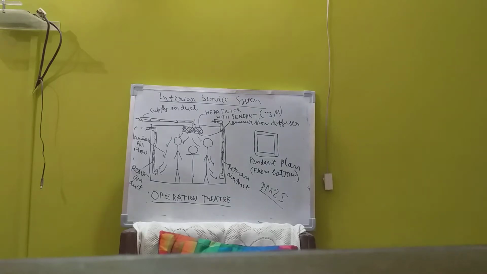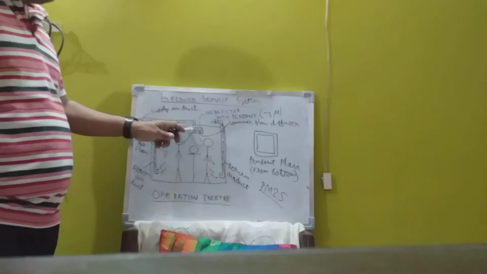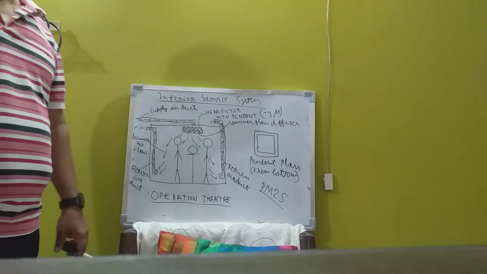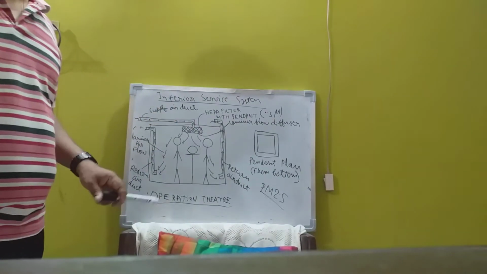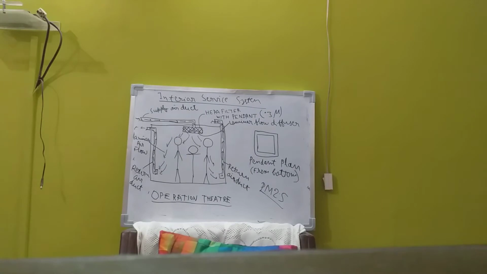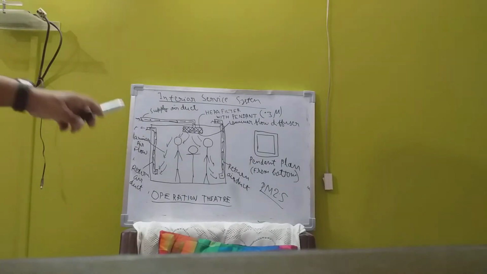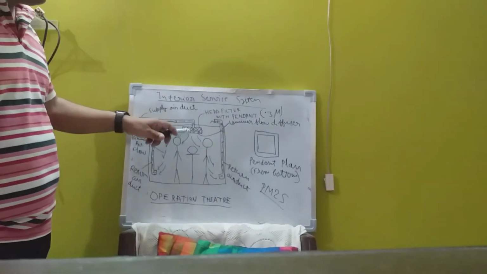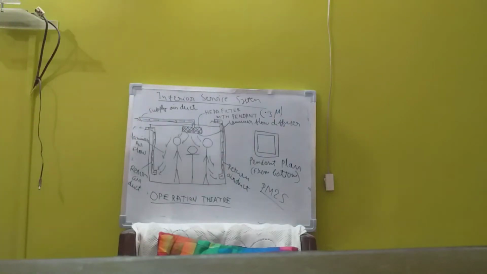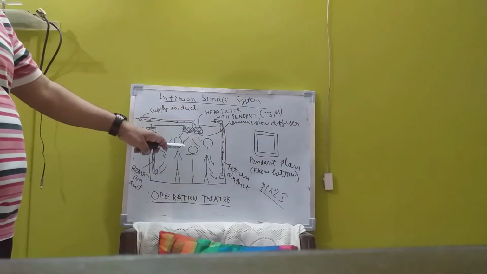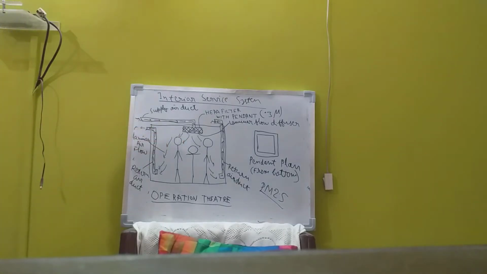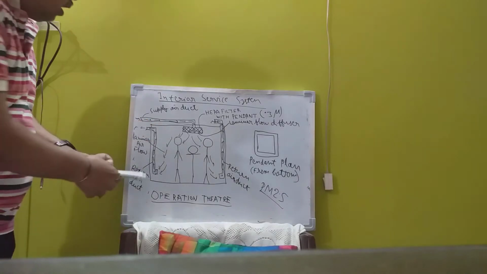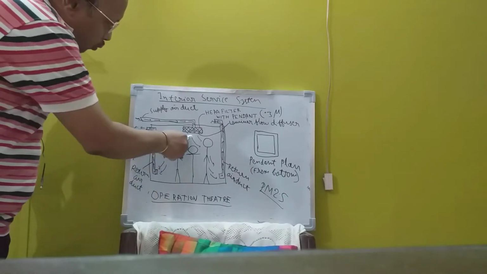Now you can see in this diagram, this is the laminar flow diffuser, through which the air passes. The air gets totally filtered through the laminar flow diffuser. As it gets filtered, it comes through this path, through the filtering path, and it moves like that. This is the laminar flow.